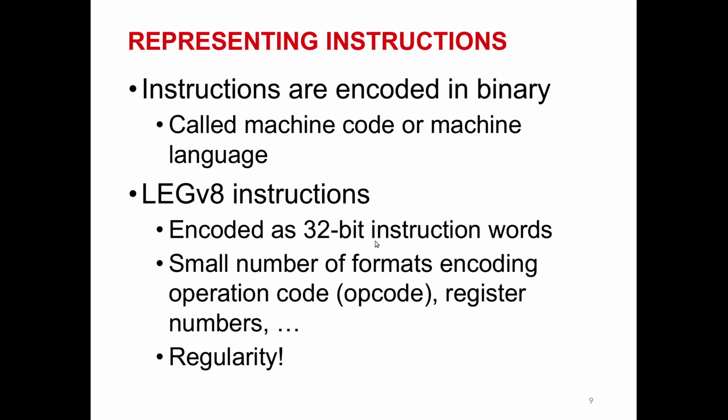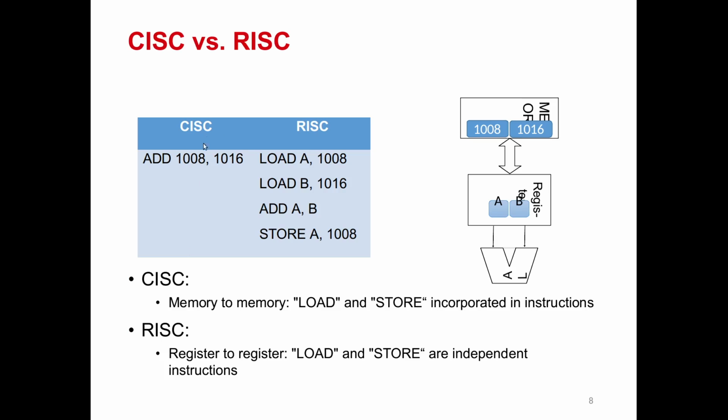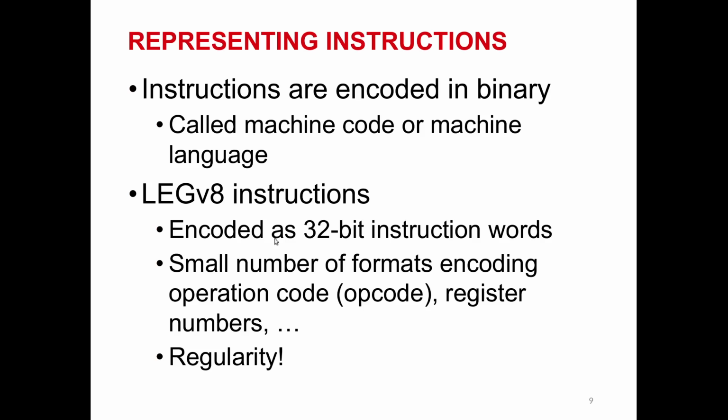In LEGv8, each instruction is a 32-bit word. In other words, each of these instructions will be encoded by a 32-bit instruction word. Inside this 32-bit word, you will have a small part called the opcode, which is used to encode the operation, and you have some other fields for register numbers, addresses, or immediate values that we will go into detail next.